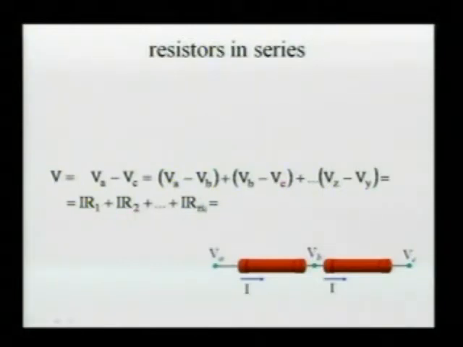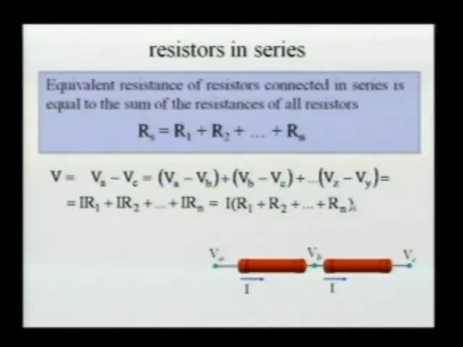Now I see that I have a common factor here. Current through each resistor, which happens to be the current through the system, so I can factor it out, and we should be happy because we have already shown that potential difference across the system is proportional to the current flowing through the system. This is the proportionality coefficient for the system, which means that this sum represents equivalent resistance of the system. So equivalent resistance of the system connected in series is equal to the sum of resistances.